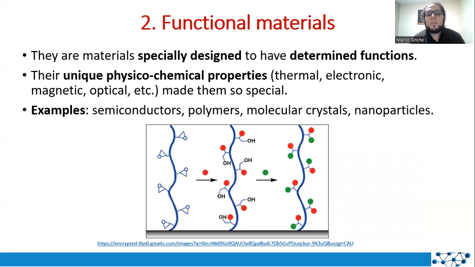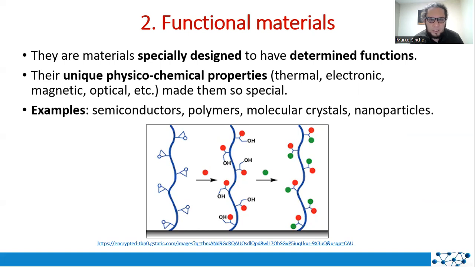So, what are functional materials? These are materials that have been especially designed to have some properties that will help them to fulfill determined functions. These properties could be thermal, electronic, magnetical, optical, or others, but they are unique and make them very special for their uses. Some classical examples of functional materials are semiconductors, polymers, molecular crystals, and nanoparticles.